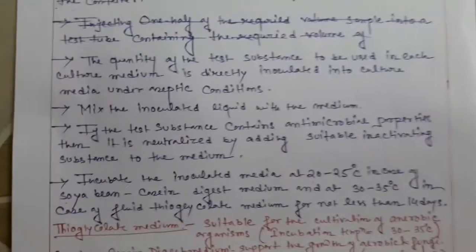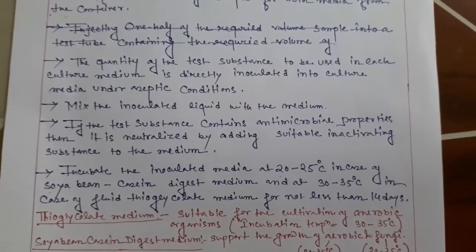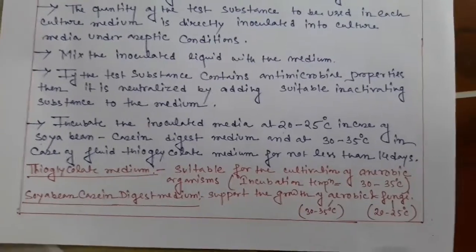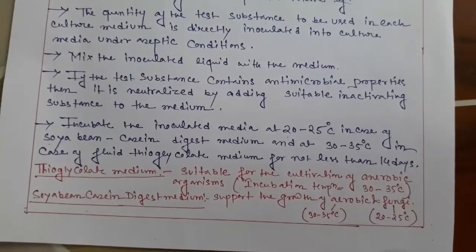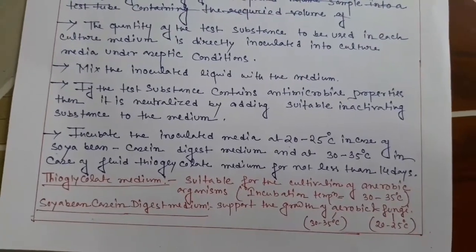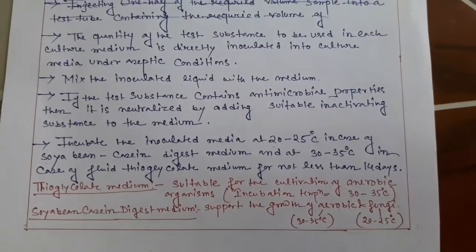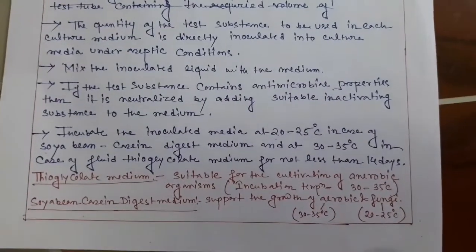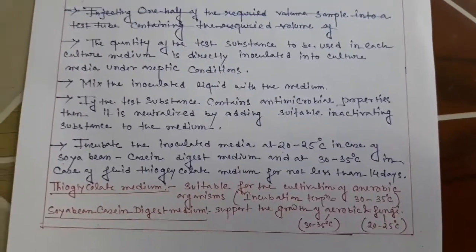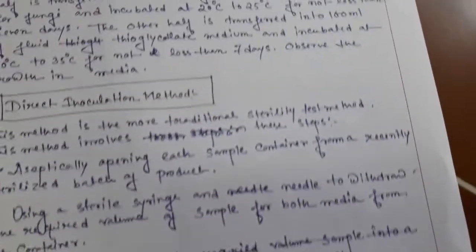Then if the test substance contains antimicrobial properties, it is neutralized by adding a suitable inactivating substance to the medium, and the inoculated media are incubated at 20 to 25 degrees in the case of soybean casein digest medium and 30 to 35 degrees centigrade in the case of fluid thioglycolate medium. Thioglycolate medium is suitable for the cultivation of aerobic and anaerobic organisms, and soybean casein digest medium is suitable for aerobic organisms and fungi also. So this is the total sterility testing for any type of microorganisms.